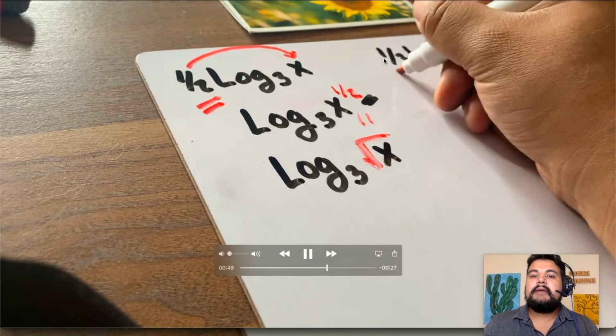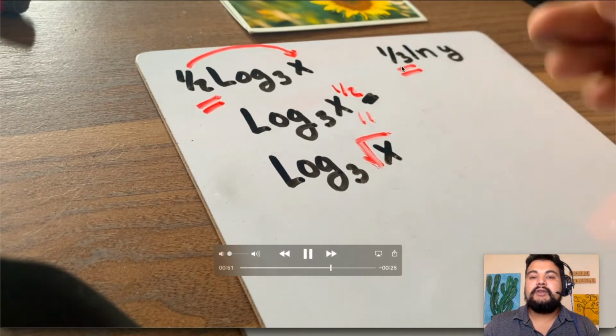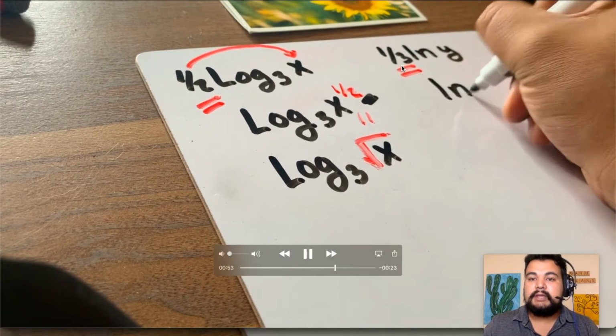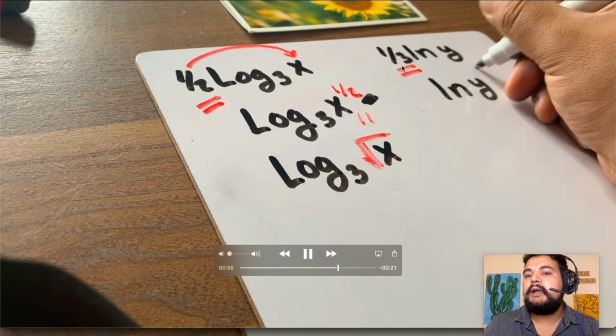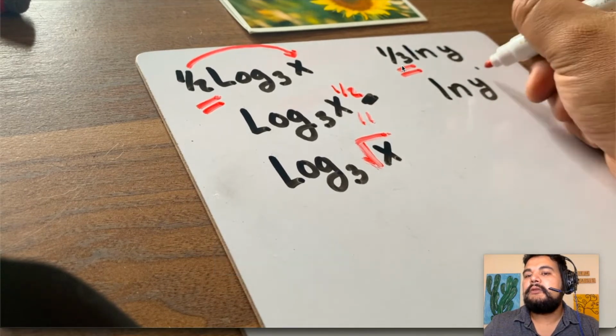Over here we have the power 1/3. I'm sorry, the coefficient of 1/3. It's going to become the power of 1/3. So we have y to the power of 1/3.